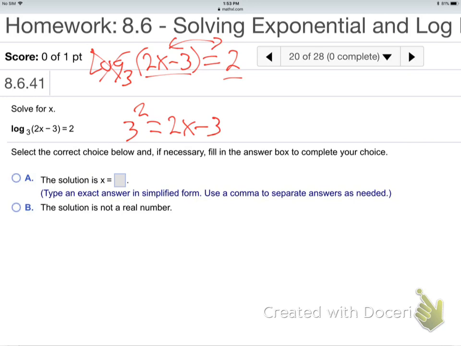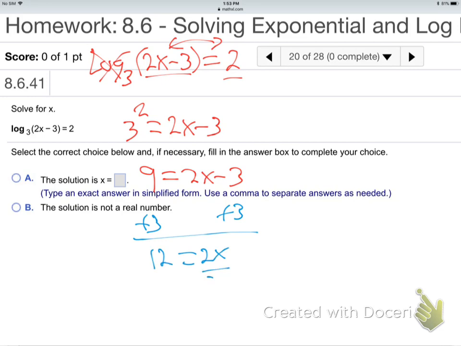Does that make sense? We good so far? And 3 to the 2 is 9. And now we just solve for x. So just add 3. 2x is 12, divided by 2. X is 6. And we're done. X is 6. Questions on that one?